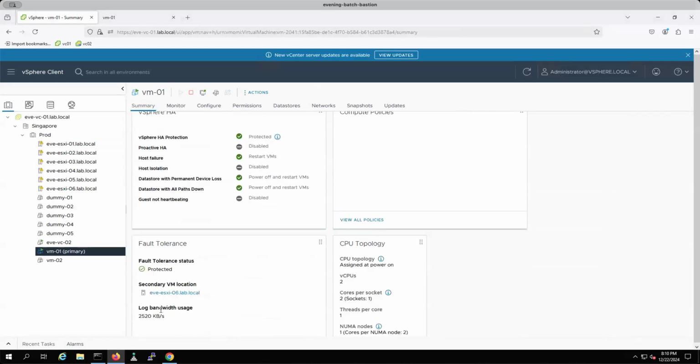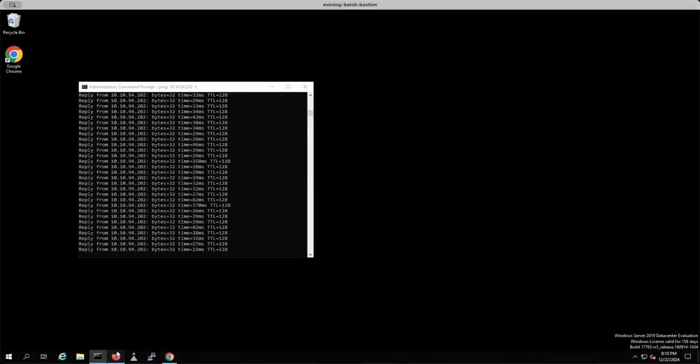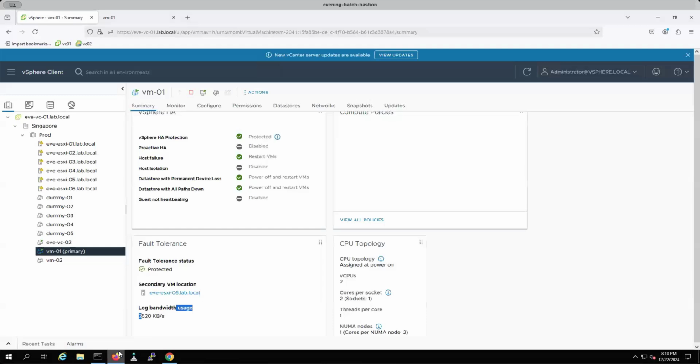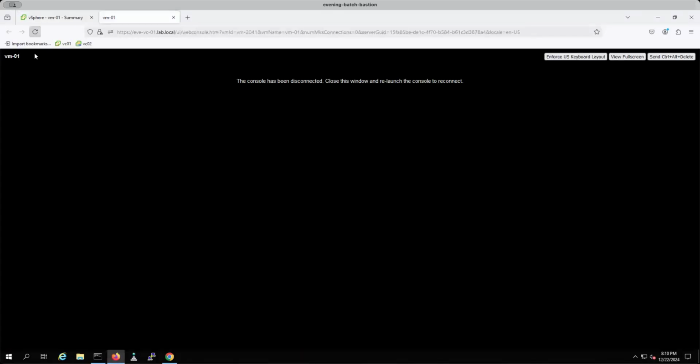When you come over here, you see that the replication is happening over here and it has to basically make sure that those two machines are in sync. That's the reason you see that the latency is on the higher side over here. So whenever you enable FT, keep in mind that the latency will go on the higher side.